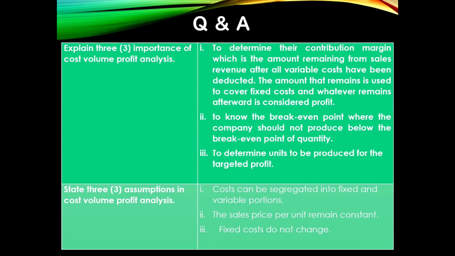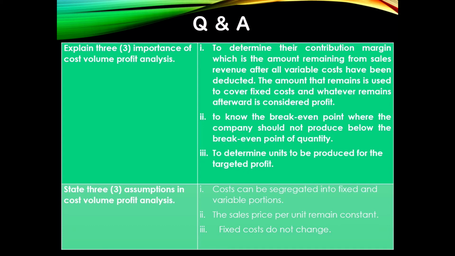And now for the Q&A section. Question 1. Explain three importance of cost volume profit analysis. 1. To determine their contribution margin, which is the amount remaining from sales revenue after all variable costs have been deducted. The amount that remains is used to cover fixed costs, and whatever remains afterward is considered profit. 2. To know the break-even point where the company should not produce below the break-even point of quantity. And 3. To determine units to be produced for the targeted profit.